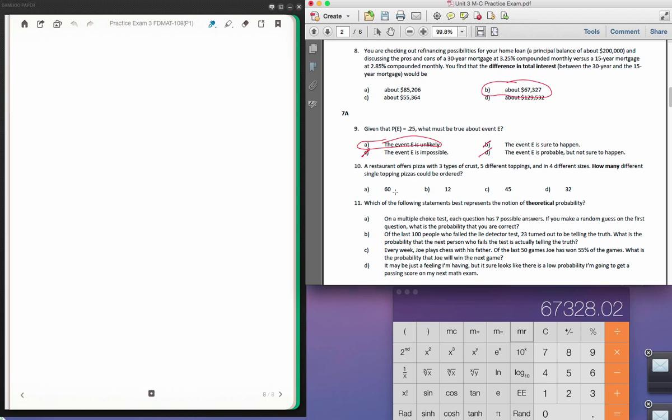A restaurant offers pizza with 3 types of crust, 5 different toppings, and 4 different sizes. How many different single topping pizzas can be ordered? Okay. Well, let's see. We have 3 types of crust, 5 different toppings, and 4 different sizes. So you can just use the law of multiplication, the counting principle, if you will. 3 times 5 times 4, which would give me 15 times 4, which is 60. So 60 is the correct answer, and we are done with part 1.